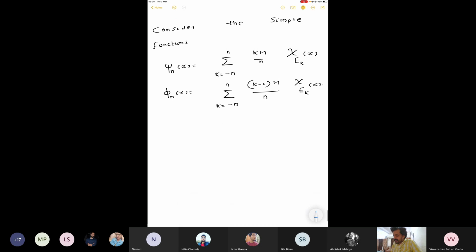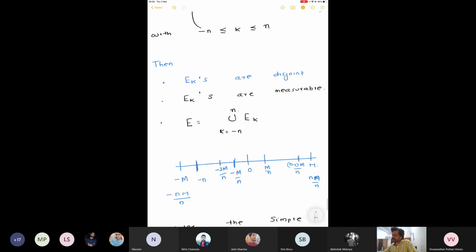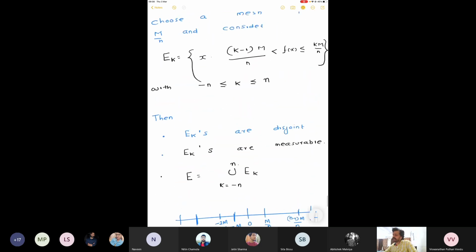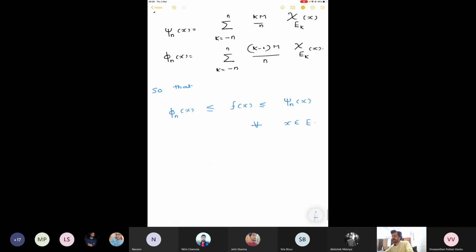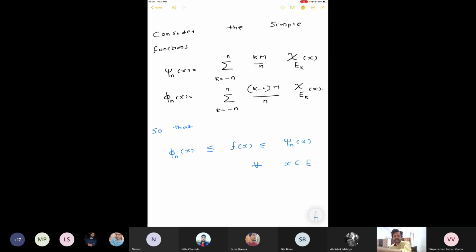Again, I don't want to write the detail, so that φ_n(x) will be less than or equal to f(x) will be less than or equal to ψ_n(x) for every x in E. That will follow from the definition of E_k. E_k you have defined as those x for which f(x) lies between (k-1)m/n and km/n. With that and with the definition of ψ_n and φ_n, try to see whether you can write φ_n(x) ≤ f(x) ≤ ψ_n(x). I will just put a question here. How? You have to convince yourselves.